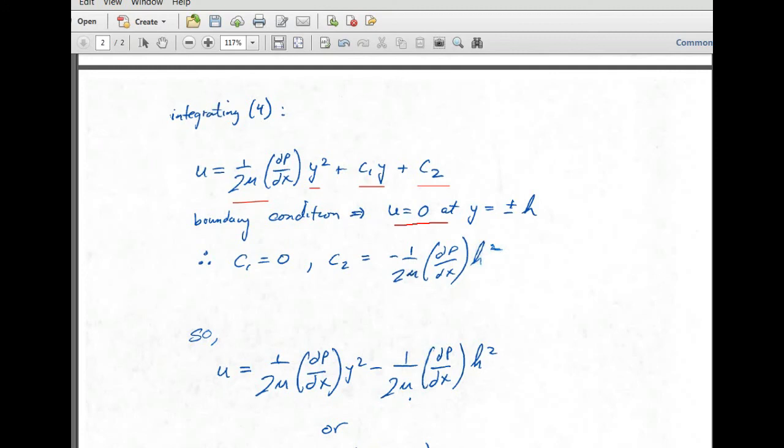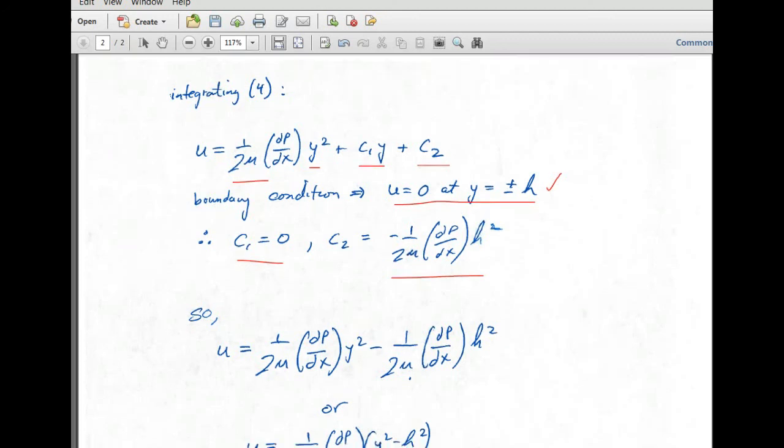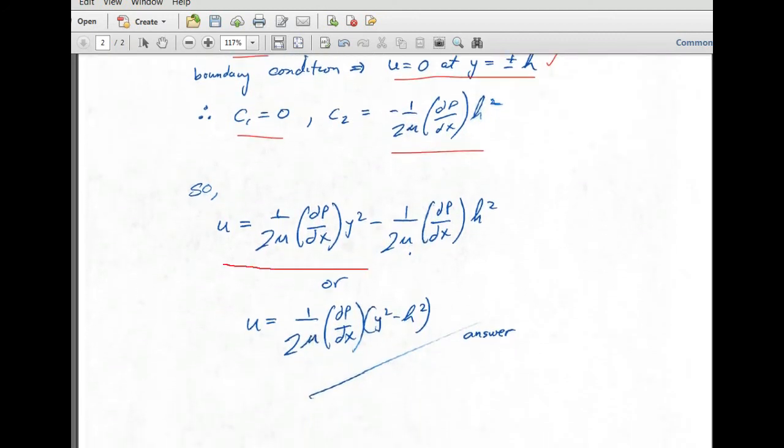Now we have to think about our boundary conditions to figure out what these constants are. And we know that u equals 0 at the top and the bottom of the plate, in other words, at plus or minus h, u equals 0. So if we plug that in for y equals plus and minus h, you'll find that C1 has to be equal to 0. C2 is equal to 1 over 2 mu times the pressure gradient times h squared. So if we put those back in for the constants, we get this term that's starting to shape up and look like a parabola here.